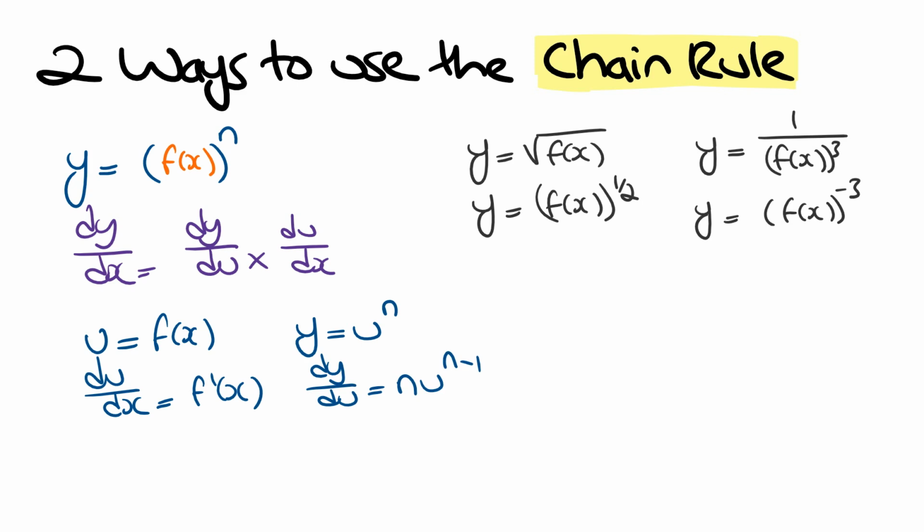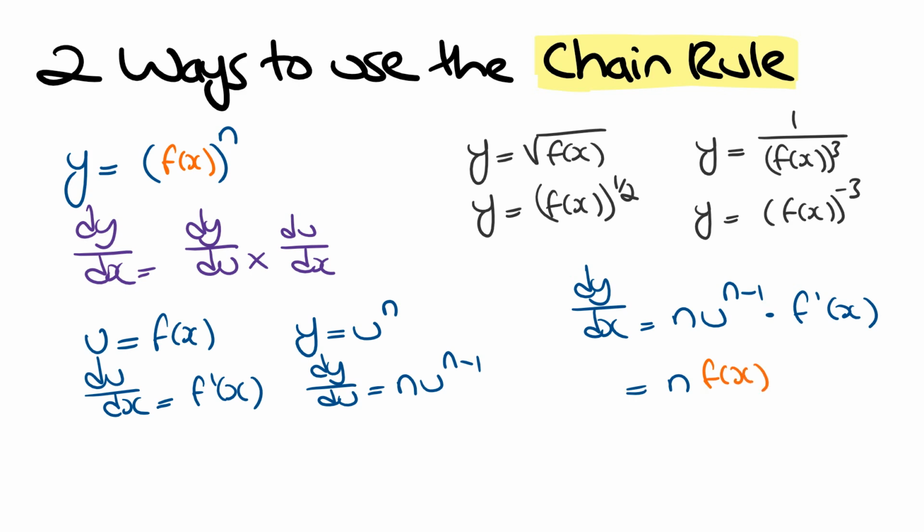We now have both dy/du and du/dx, so we plug this into the formula. And so dy/dx is going to equal dy/du, which is n times u to the power of n minus 1, times du/dx, which is f dash of x. And the final step is to replace u back to its original function, which was in terms of x. And so this is going to be n times f of x to the power of n minus 1 times f dash of x.